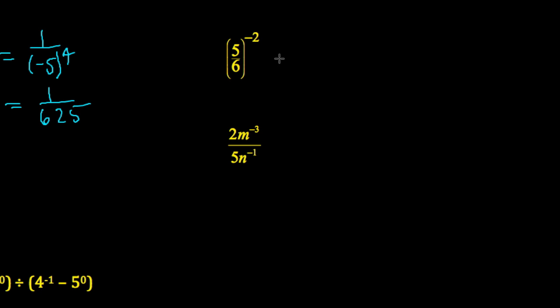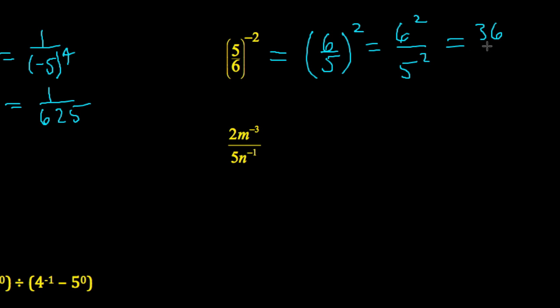Moving on to 5 over 6 raised to the negative 2. That is our fraction rule, where we're going to just take it and make it 6 over 5 to the positive 2. At that point, we apply the power of a quotient rule, so that gives that exponent of 2 to the 6 as well as the 5, and we're left with 36 over 25.